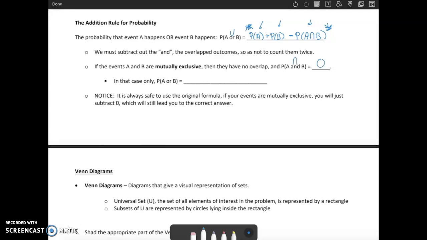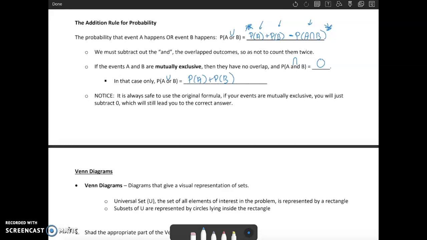is 0. Okay, so if two events are mutually exclusive, we said they can't happen at the same time, so the probability of them happening at the same time is 0. In that one case only, the probability of the union, the probability of the OR, is simply the two probabilities added together.